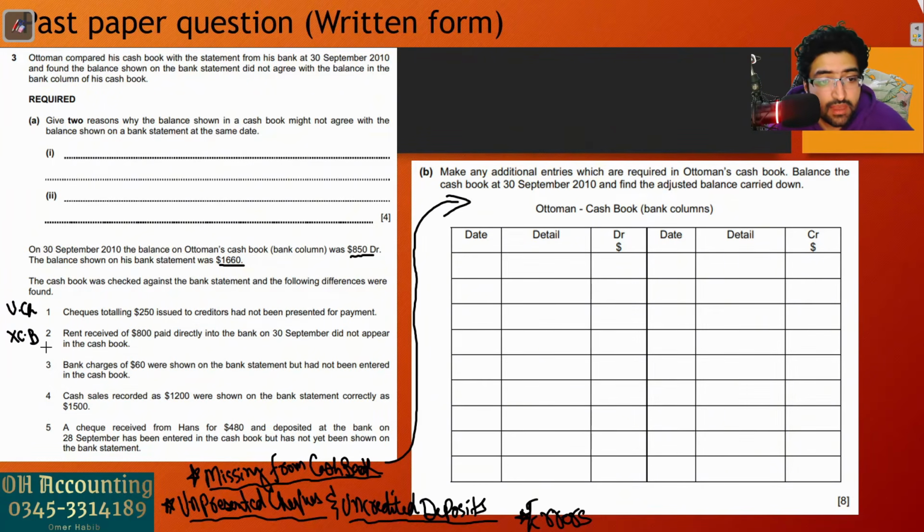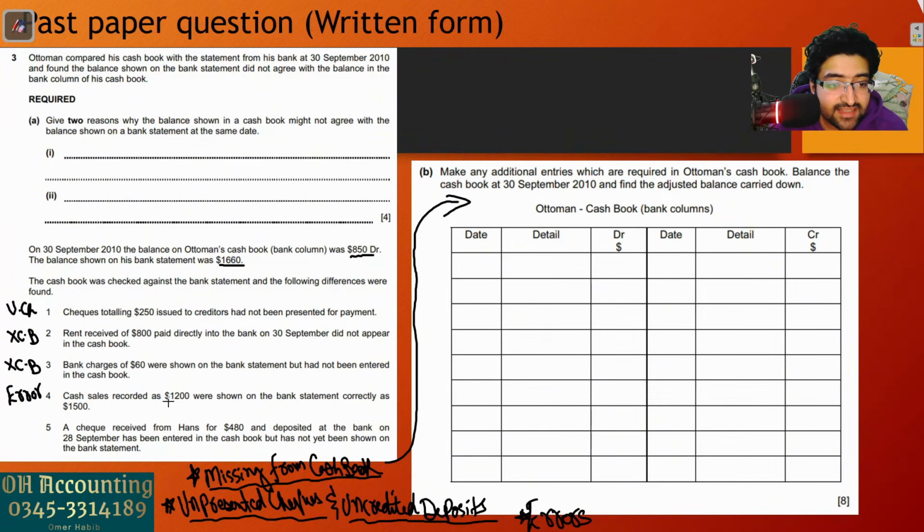Bank charges of $60 were shown on the bank statement but had not been entered in the cash book. Again, this one is missing from the cash book. Cash sales recorded as $1,200 were shown on the bank statement correctly as $1,500. So it is an error. What is this? This is an error. This is not an unpresented check, uncredited deposit, or missing from cash book. This is simply an error.